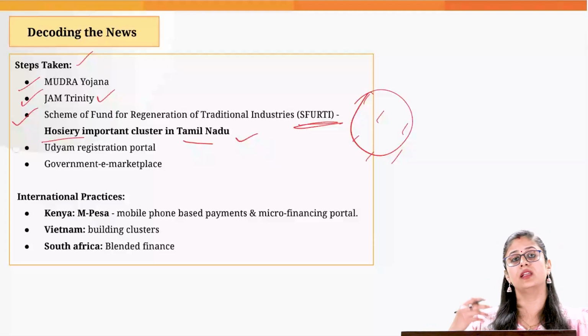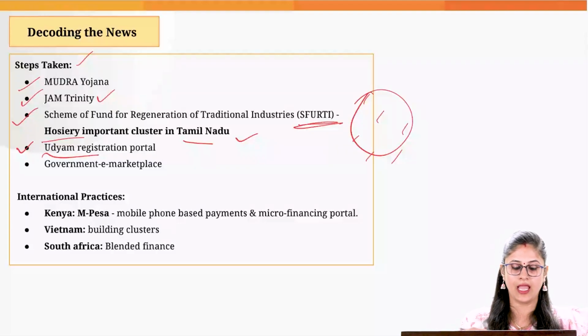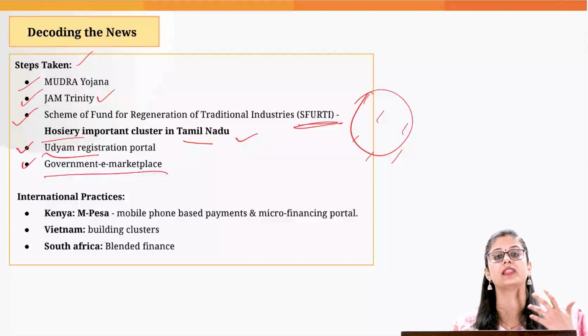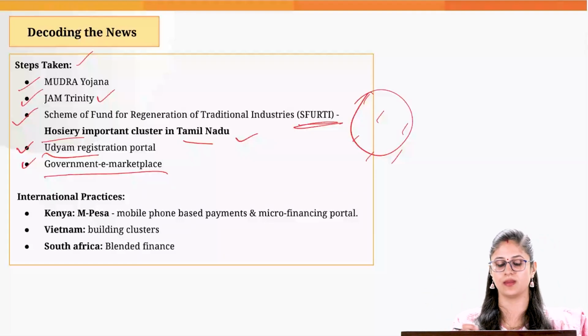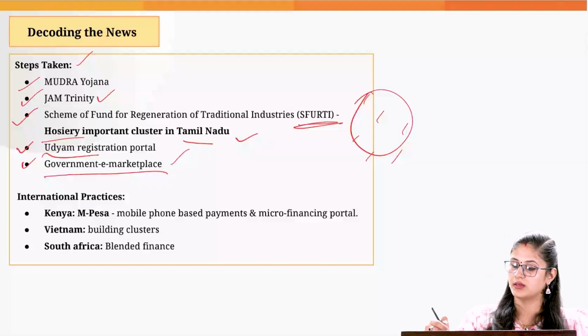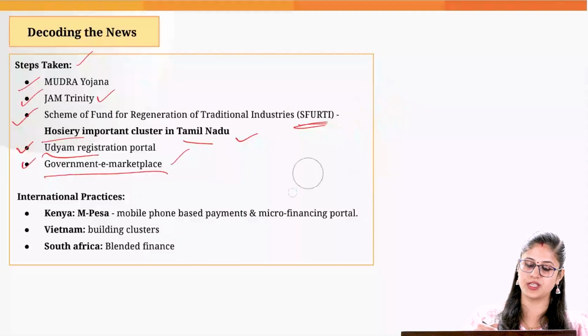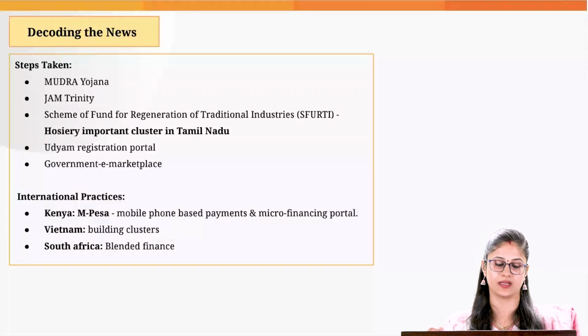Then we are simplifying their registration under the Udyam portal, and the government is also improving their market access. How? By procuring a lot of goods produced by the MSME sector under the Government e-Marketplace. The former Finance Commission Chairman N.K. Singh has also pointed out that we need to learn from international best practices.